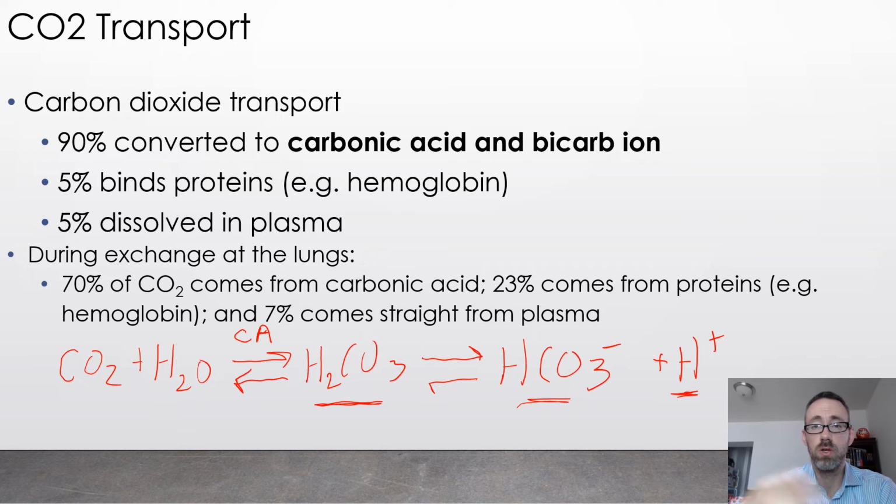So CO2 combines with water in the presence of our enzyme carbonic anhydrase, which catalyzes the reaction to become carbonic acid, which dissociates into bicarb and hydrogen ion. And this is reversible, so the hydrogen ions can combine with bicarb to form CO2 and water. In other words, at the tissue level, 90% of the CO2 being produced combines with water in the presence of carbonic anhydrase and becomes bicarb and a proton. Of the rest, 5% is going to go to hemoglobin, and the other 5% is going to go directly into the plasma.